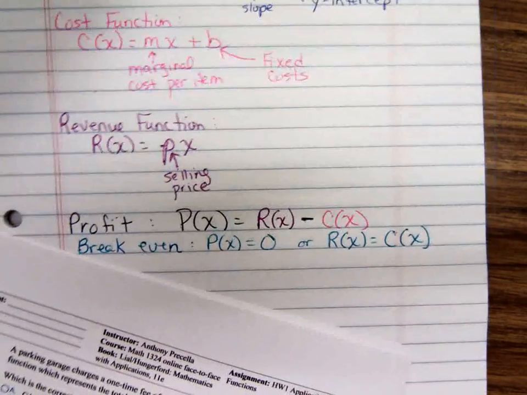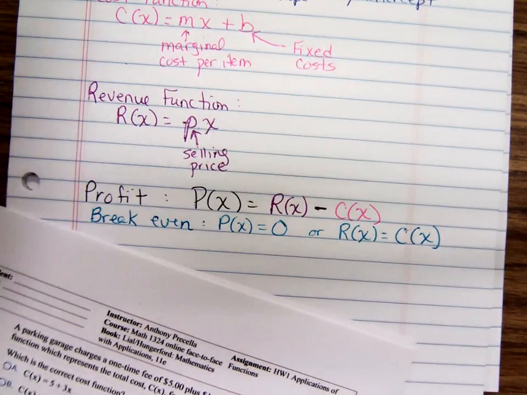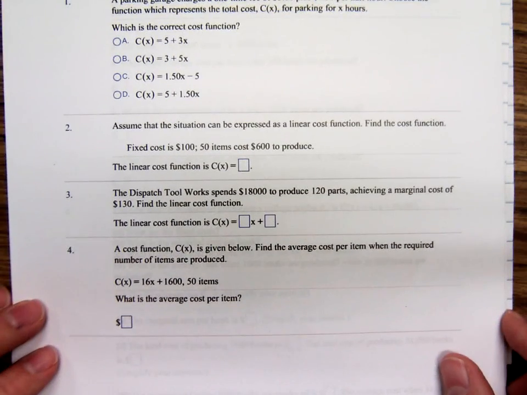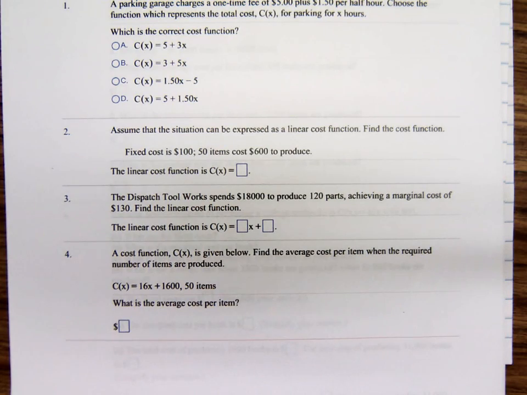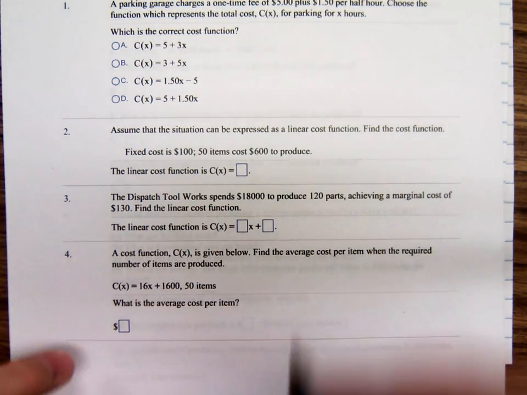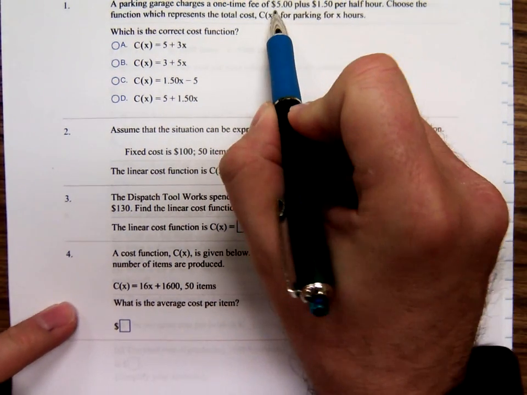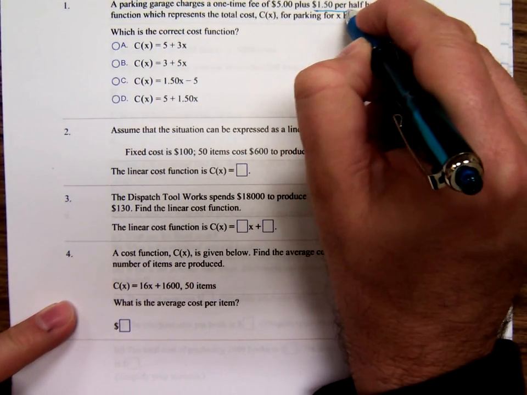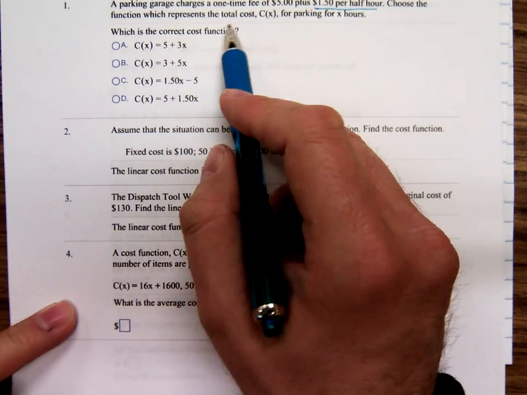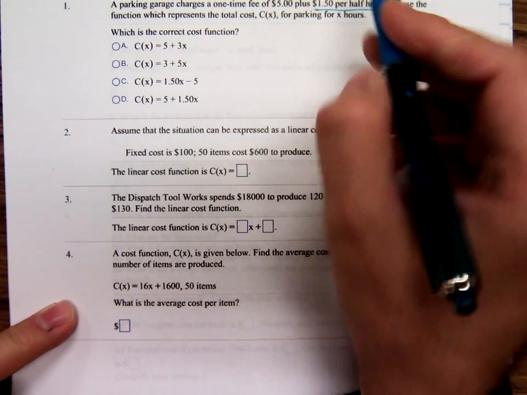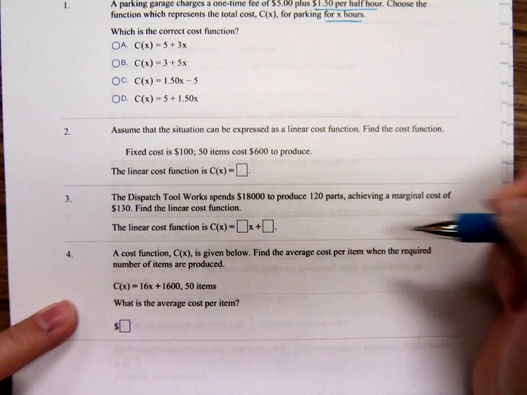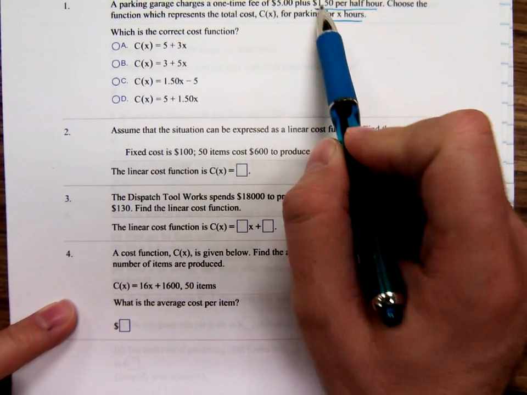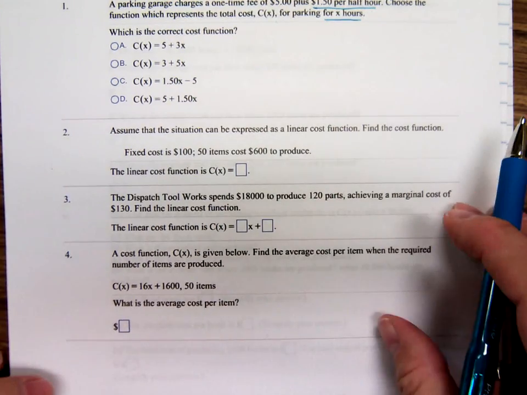So let's see. Here are some problems we're going to do. Problem number 1. It says, a parking garage charges a fee of $5 plus $1.50 per half hour. Choose the function which represents the total cost for X hours. Well, this one's a little tricky.